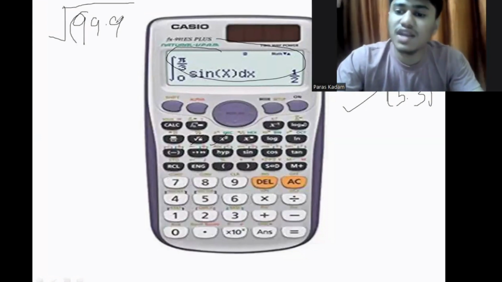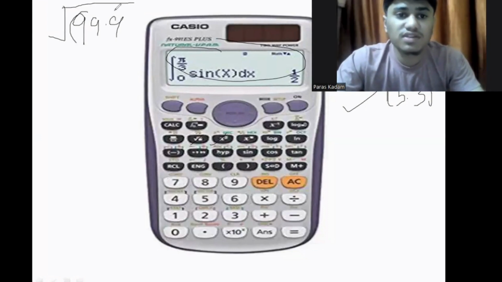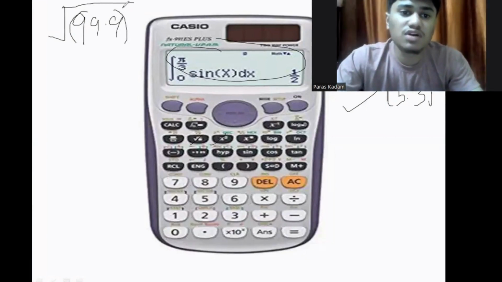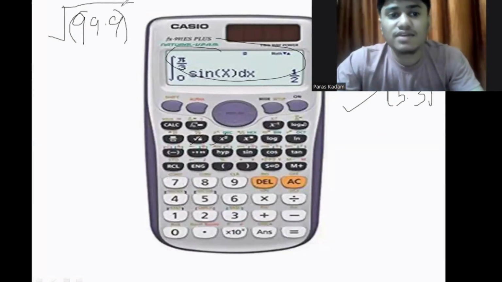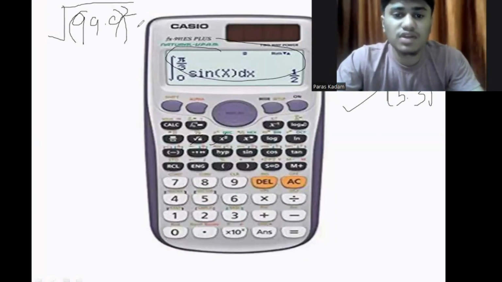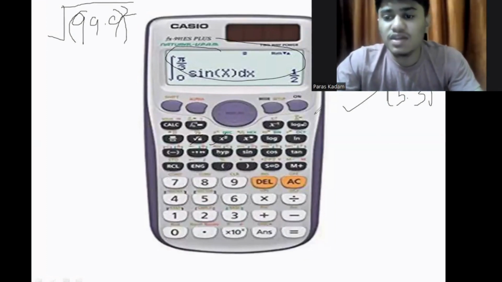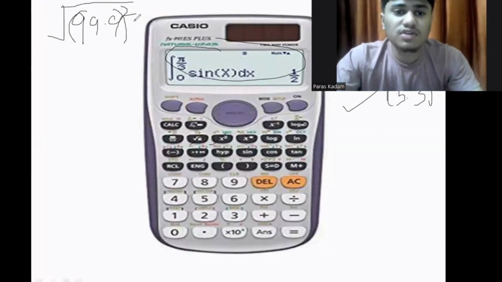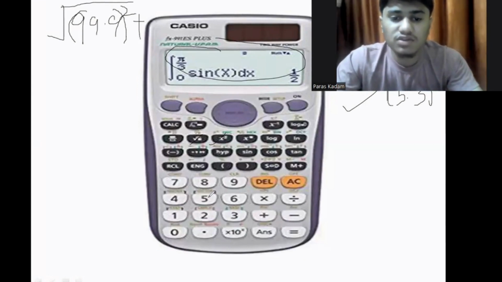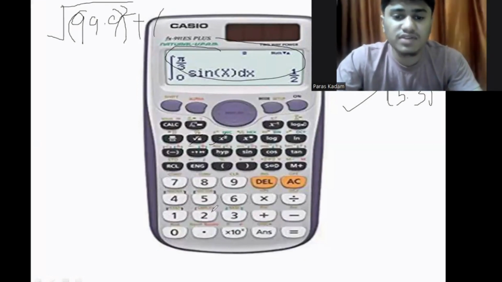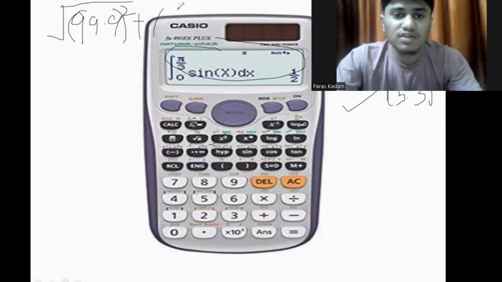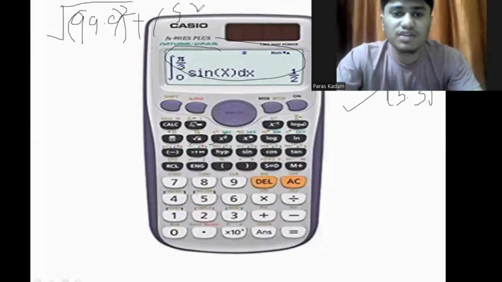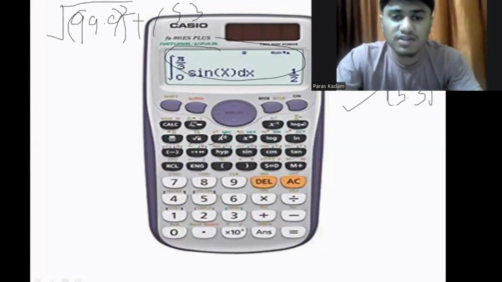Like if you have chosen 99.9, this button helps you multiply 99.9 two times. Similarly, you can do it for 5.3 also. You have to enter just 5.3. After entering 5.3, you have to press the x square button.